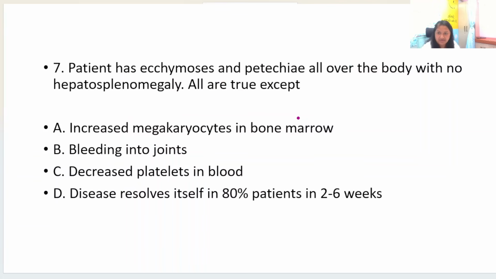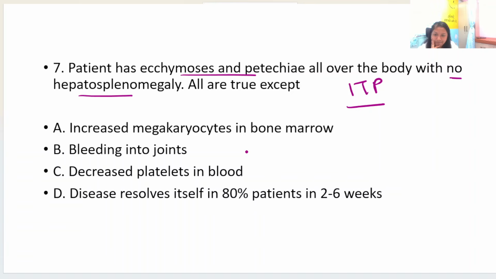It's constitutional anemia. Patient has ecchymosis and petechiae all over the body with no hepatosplenomegaly. All are true except. Now again here there is no hepatosplenomegaly and the patient has ecchymosis and petechiae. All are true except increased megakaryocytes in bone marrow. So first of all, what are we looking at? We are looking at ITP over here as the clinical diagnosis, right? Ecchymosis and petechiae and no hepatosplenomegaly.